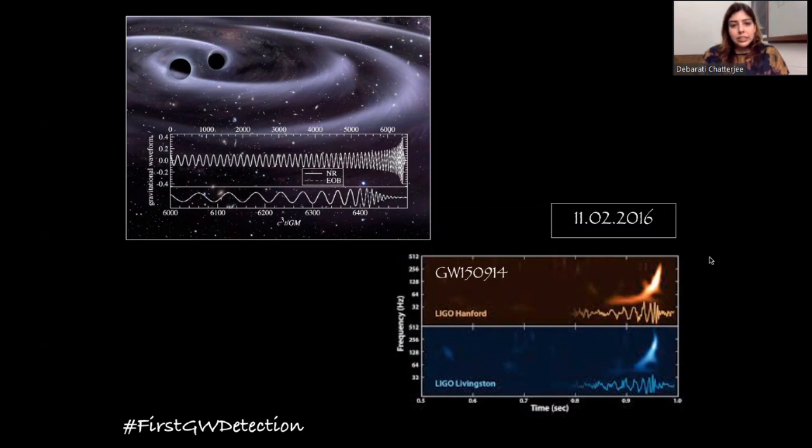How did they detect it? You can see on the left the typical chirp signal which is expected when two black holes are merging. And on the right, you can see the signal observed at LIGO Hanford and Livingston. And you can see that they had detected this typical chirp signal. You can have a look at the LIGO websites, and there are lots of interesting talks and videos about this discovery. I will not be able to cover everything in this talk.